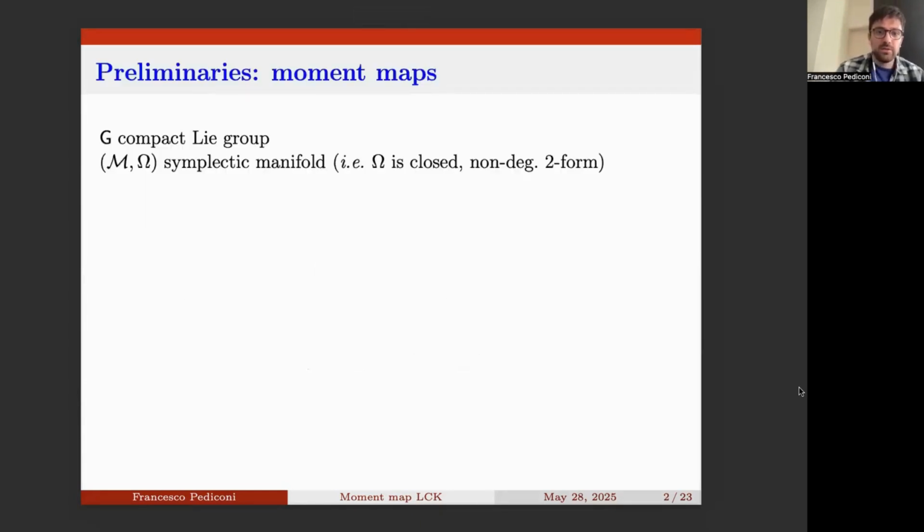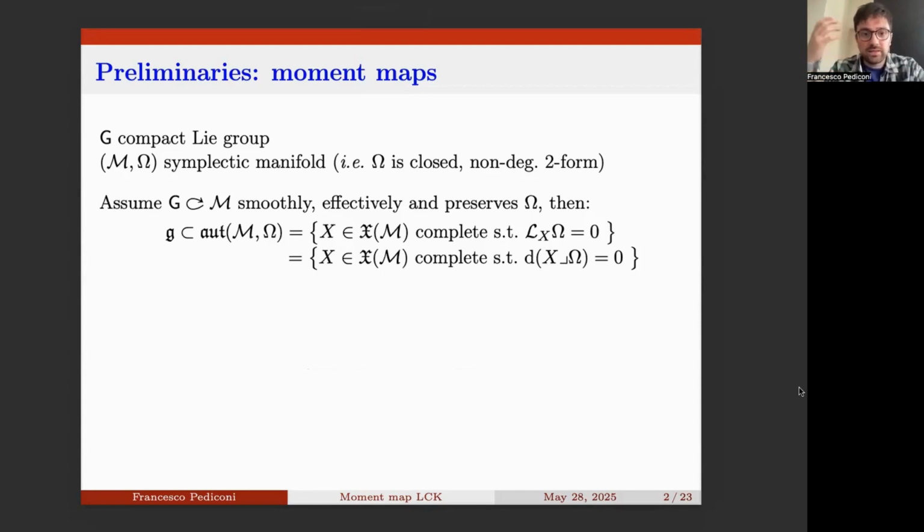Okay, so first of all, before going into the details of the work, I would like to spend some words about moment maps. What are they and why do we care about them? To begin with, we can consider a compact Lie group together with a symplectic manifold. Let me recall that a symplectic manifold is a pair given by a smooth manifold and a closed non-degenerate two-form on M.